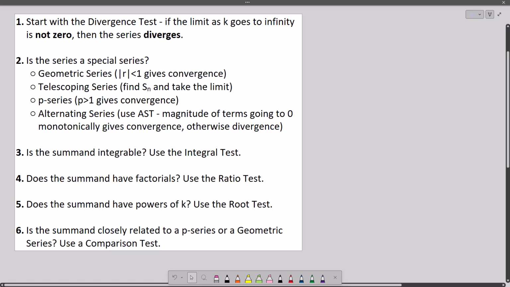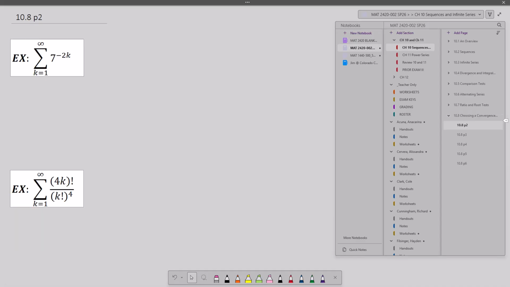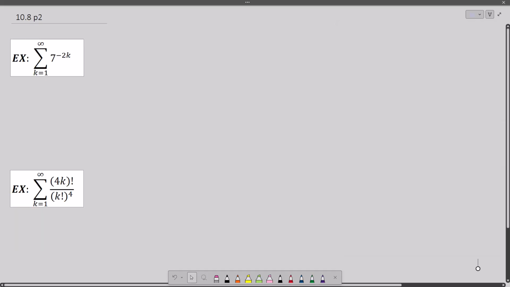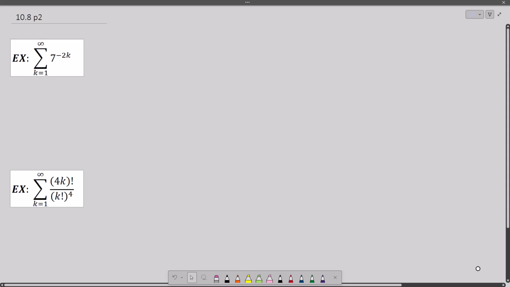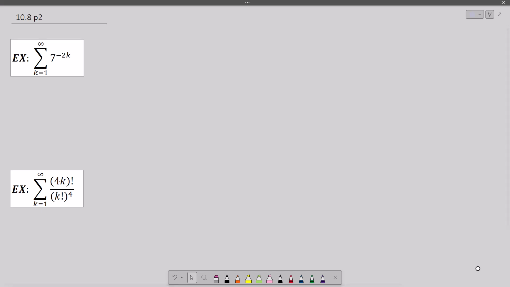So let's try. Let's take a look at just some randos and see what we would do. So we've got that series there, and we have to decide what to do. Does anyone know what type of series that is? That is going to be geometric. The k is in the exponent position. Now, it's not written in the standard geometric form.